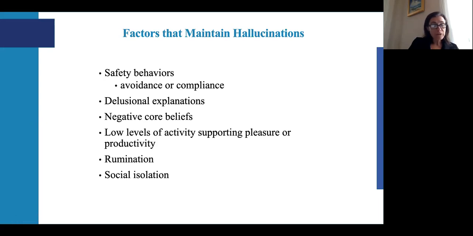Ruminatory activity also maintains voices. Voices are very ruminative. When you start actually recording with people what their voices say, very commonly you see the same exact phrase again and again. I'll never forget a young woman I worked with who was always hearing, "You're a waste of space. You're a waste of space." She probably heard that 300 times a week when she was really hearing a lot of voices. So they have a ruminative, perseverative quality. And social isolation often is a factor that would maintain the hallucinatory experience and make it worse.